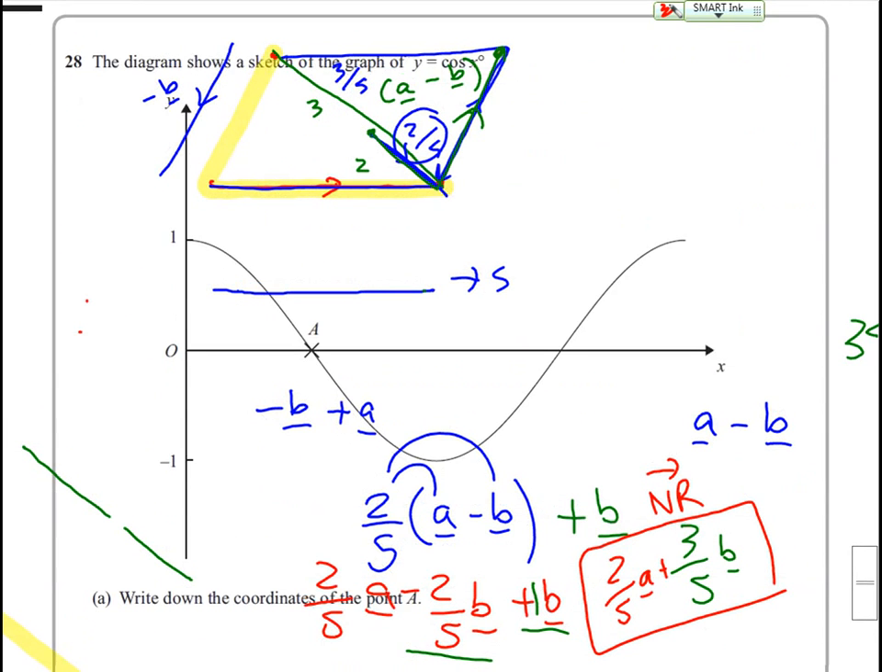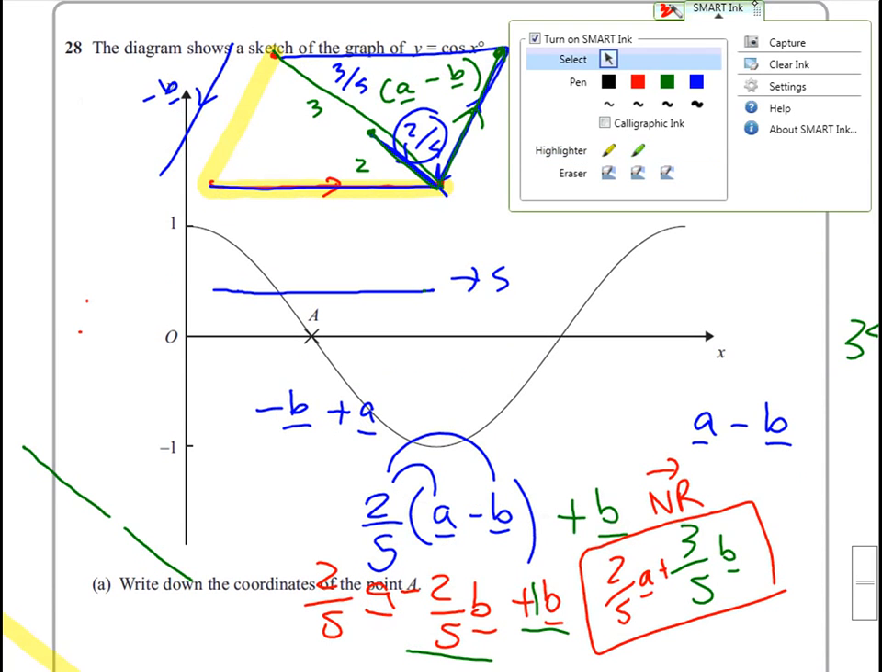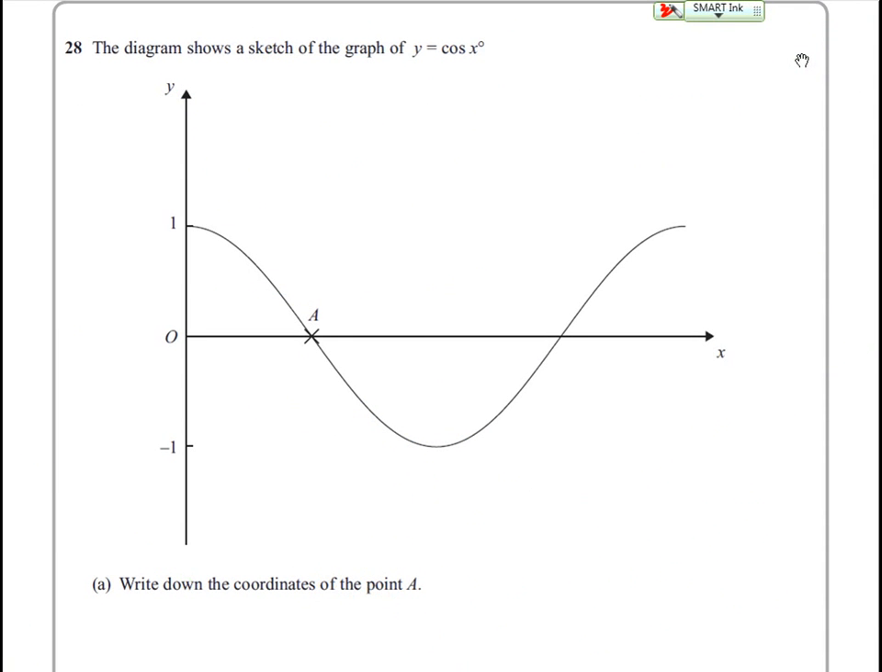No. 28, I think this is the last question. It's been a long journey, guys. So, the diagram shows a sketch of a graph of y equals cos x.